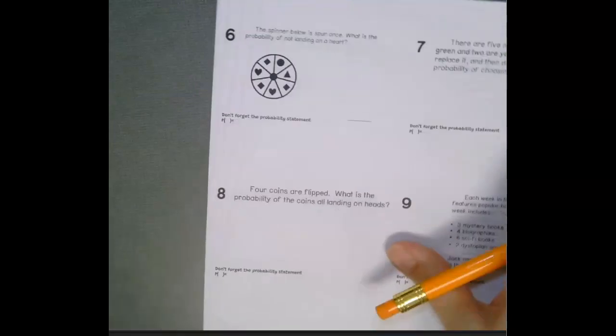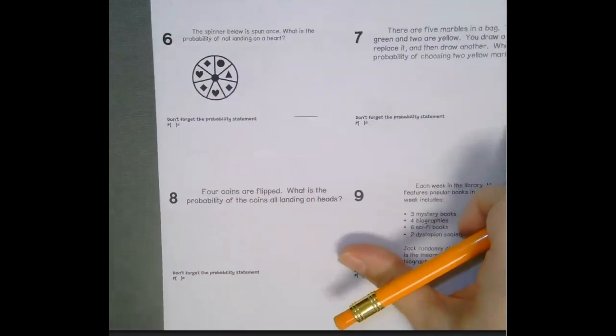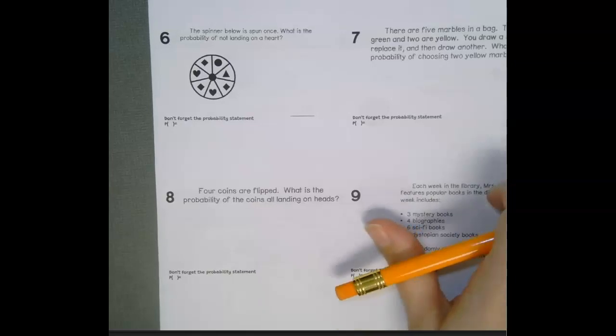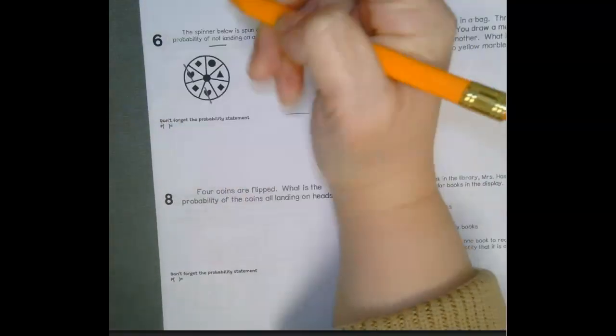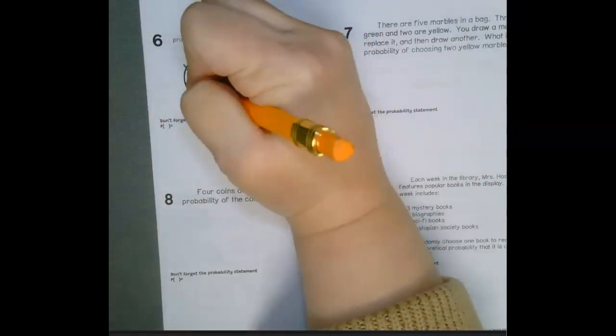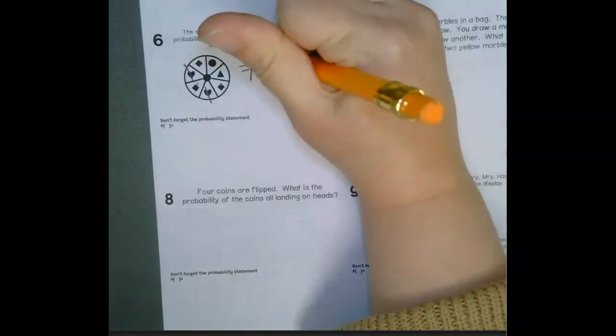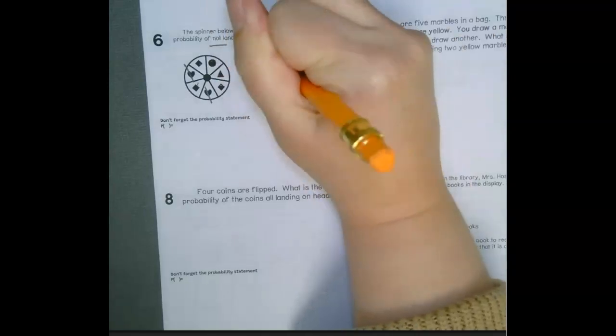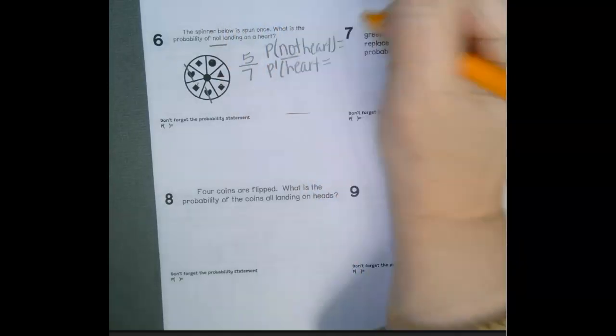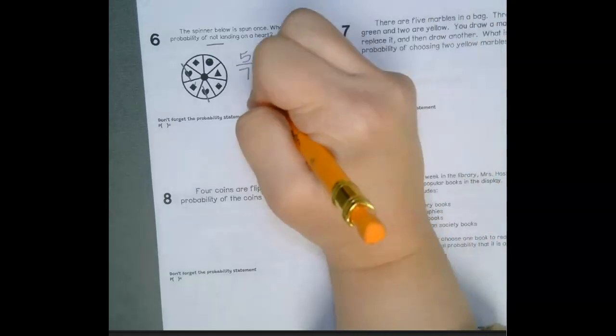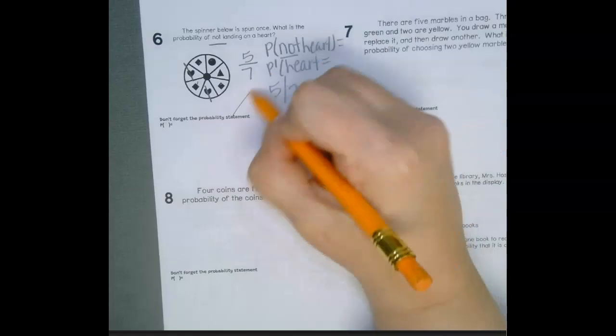Okay, let's look at number 6. The spinner below is spun once. What is the probability of not landing on a heart? So not, we're looking for the complement, so no hearts. So that's 1, 2, 3, 4, 5. 1, 2, 3, 4, 5. 5 out of 7. Or you could have a little apostrophe with the heart, would equal 5 out of 7. Don't forget the probability statement. Ours is right there.